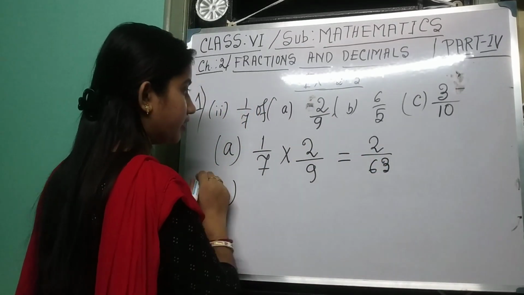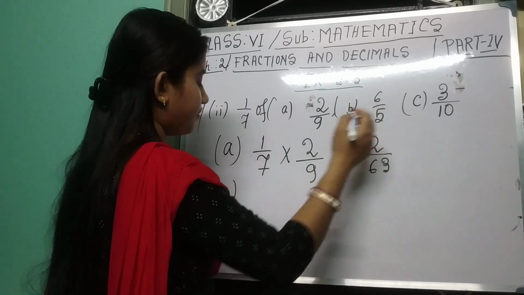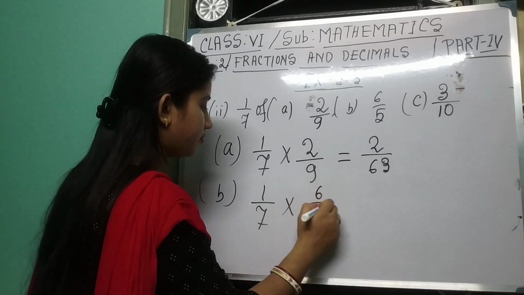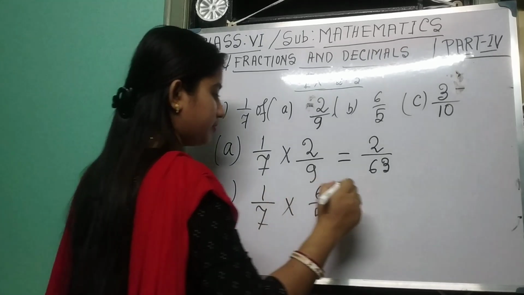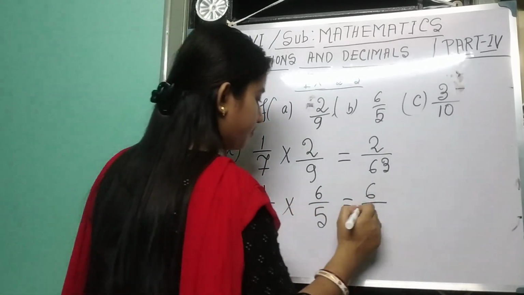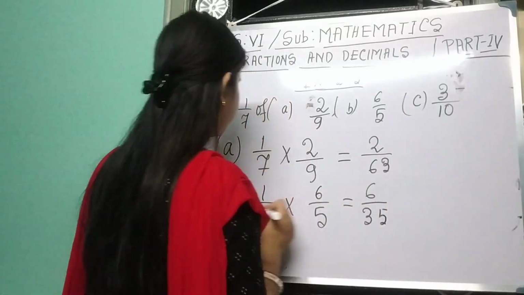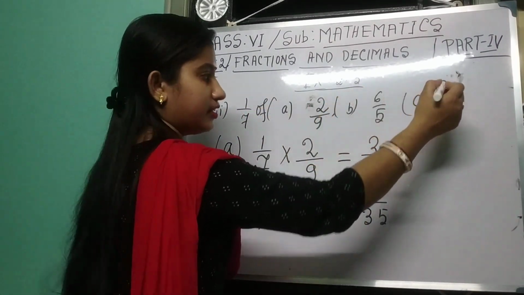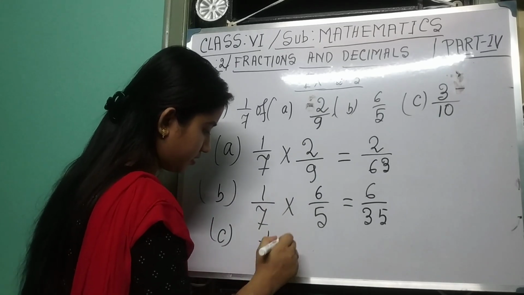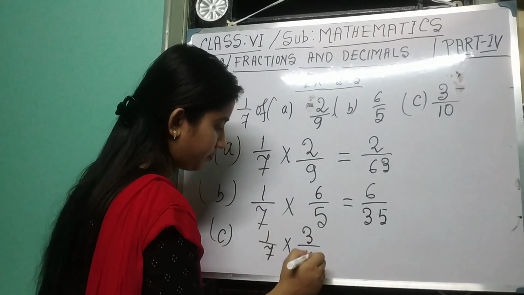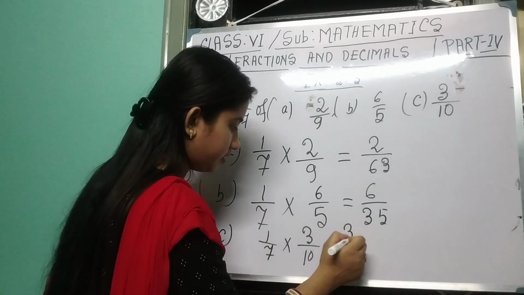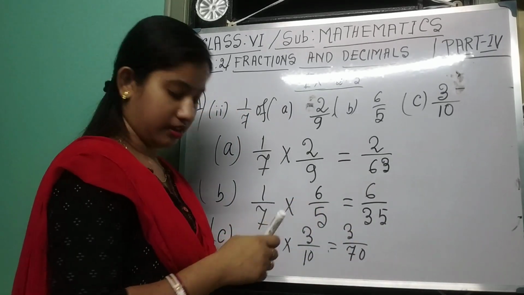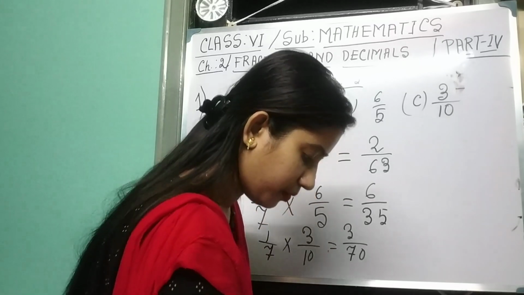And next, part B: find 1/7 of 6/5. 1/7 of means times 6/5. Now 1 times 6 is 6, and 7 times 5 is 35. And next, part C: 1/7 of 3/10. So 1/7 times 3/10: 1 times 3 is 3, and 7 times 10 is 70. These are the required answers of number 1.